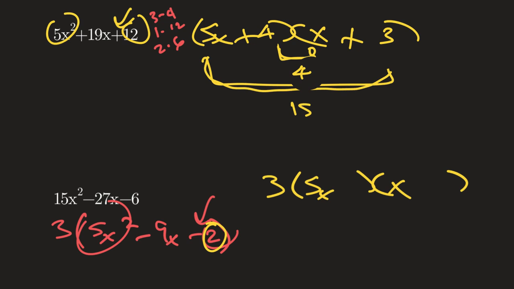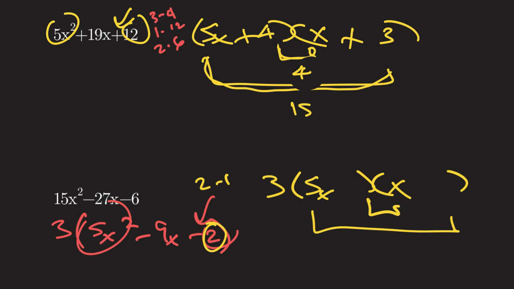What's the only way to multiply and get a 2? 2 times 1. Now, here's the only question. Are we going to go 1 and 2 or 2 and 1? That's going to be the only question here. My last sign is a minus sign, so I have to subtract outside, inside to get a 9.